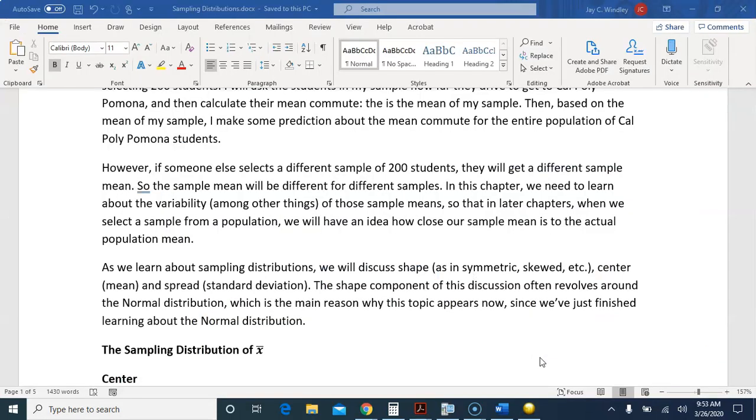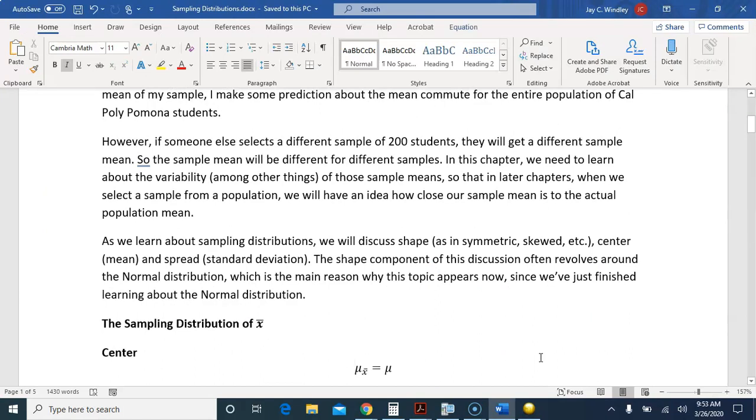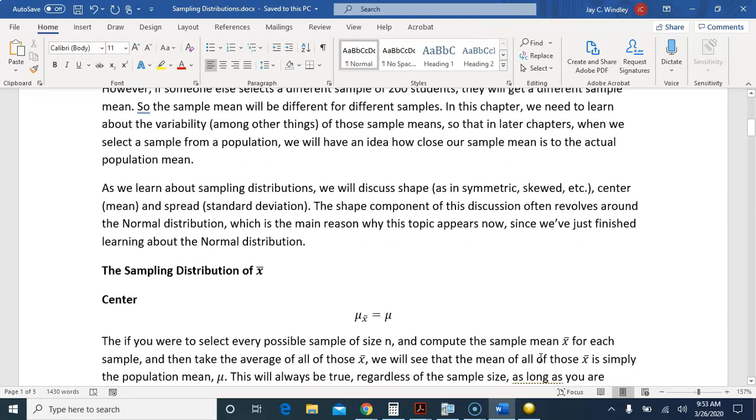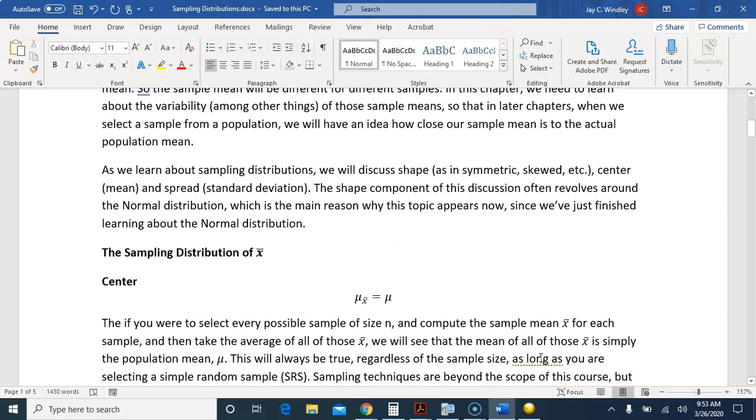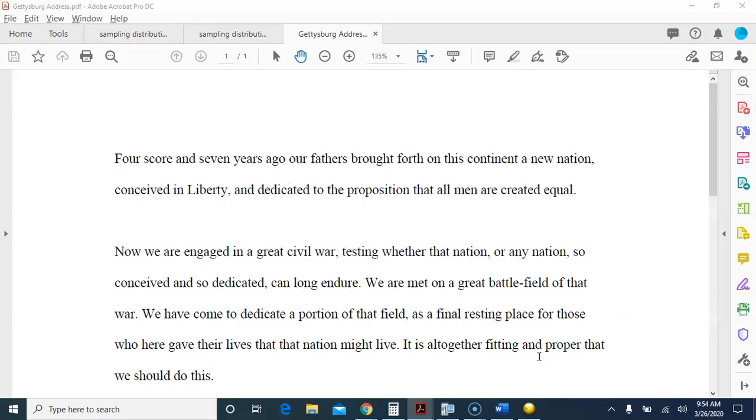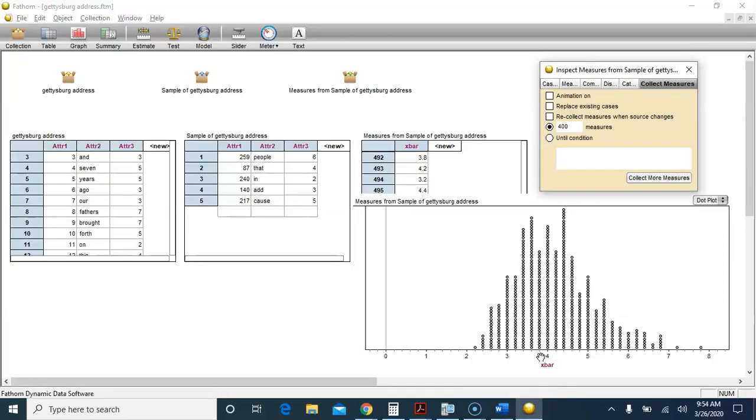Okay, so first thing we want to talk about is the center. It turns out that as long as you have a simple random sample, the mean of the X bars is the population mean. So if we look back over here at this distribution of X bars, the center of those X bars should be the population mean.